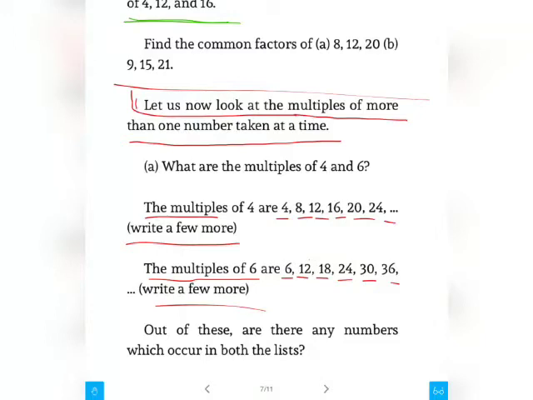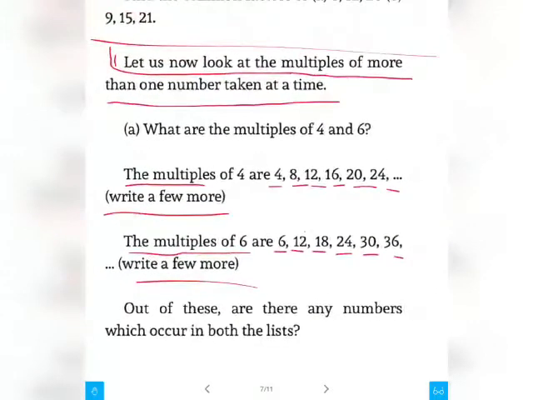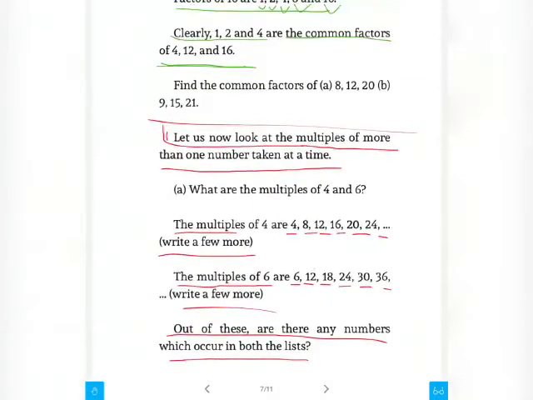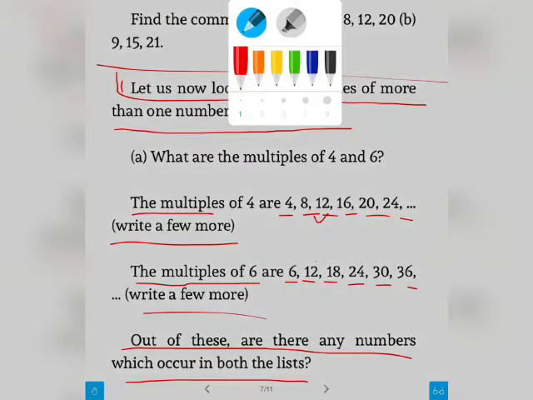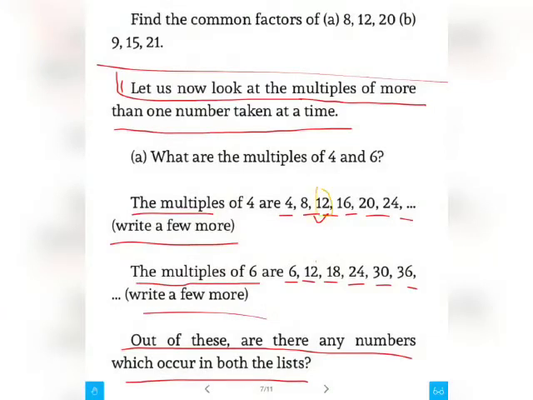Now you need to take out the common multiple. So out of these, is there any number which occurs in both lists? Yes, definitely. You will see over here 12 is repeating. Let me mark it with a different color pen, let me mark it with yellow. You can see that 12 is common in these numbers.